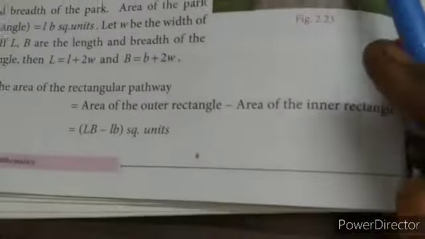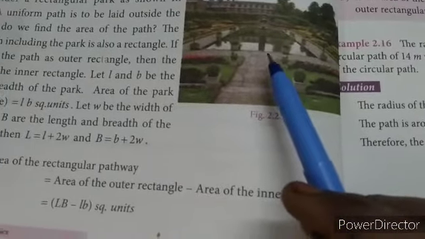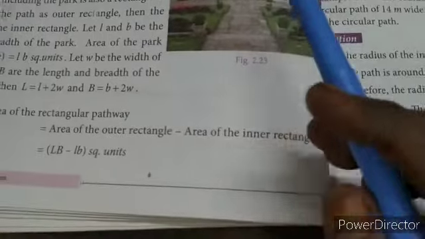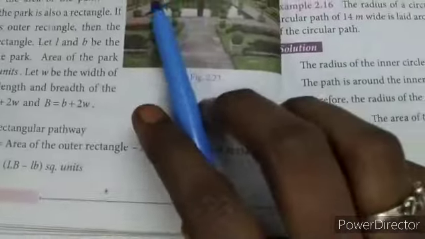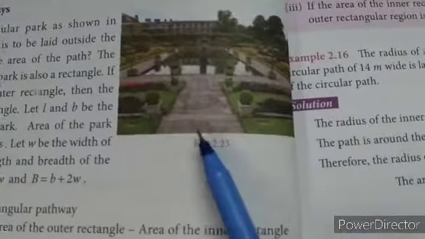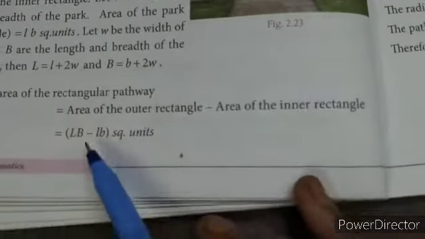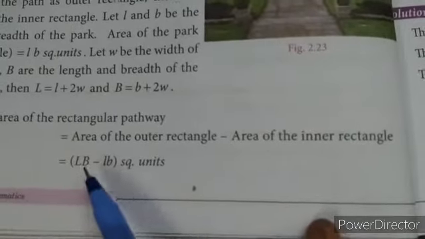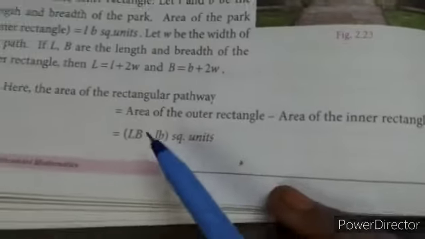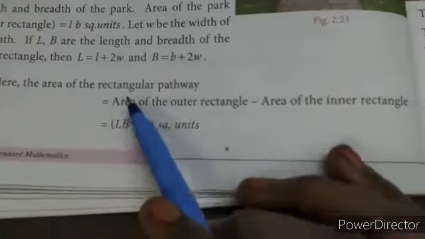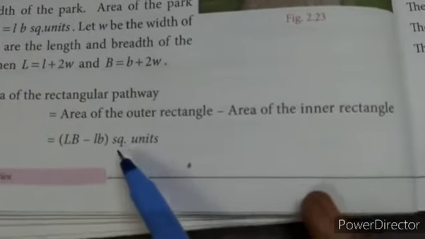Next is a rectangular pathway. Actually, what is the area of the rectangle? It is L into B. Here, we are going to consider the area of the outer rectangle and the area of the inner rectangle. So the area of the outer rectangle is capital LB, and the area of the inner rectangle is small lb. So to find the area of a rectangular pathway, we have to use the formula LB minus lb square unit.